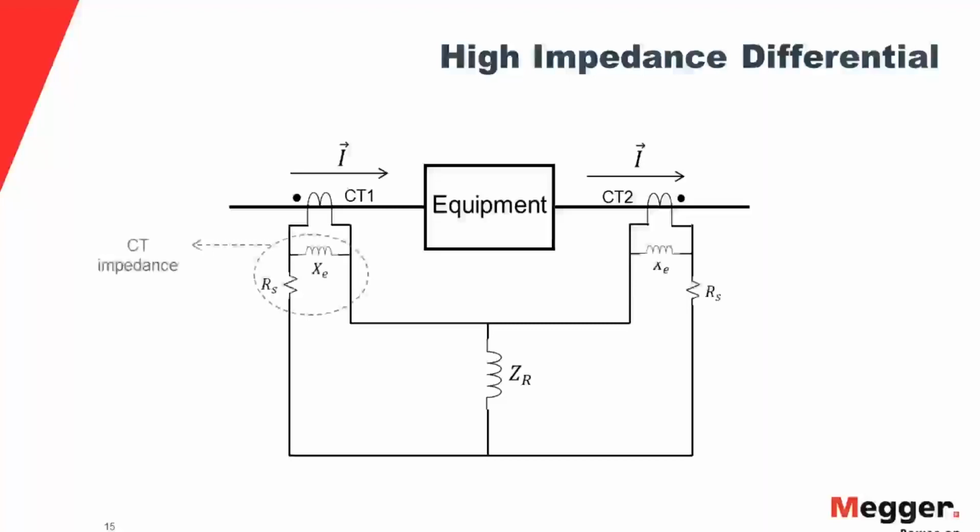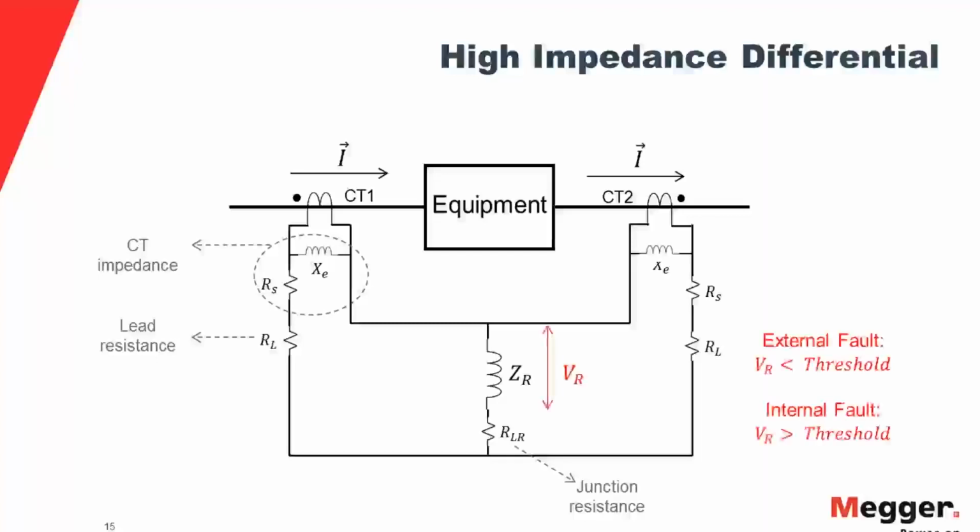Now, so far, I talked about currents, comparing the currents in the secondary circuit of the CT. There is another option of doing a differential function with voltage. So in this case, the high impedance differential protection is characterized by having the impedance of the relay really high, which is denoted as ZR. So the impedance of the relay is really high compared to the impedance of the CT here.